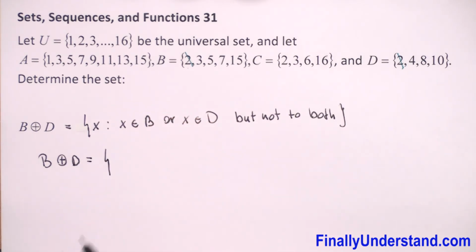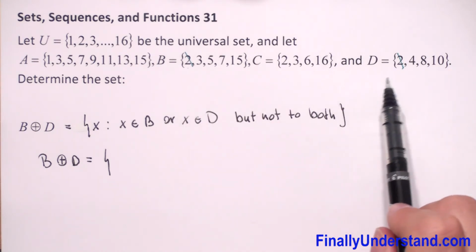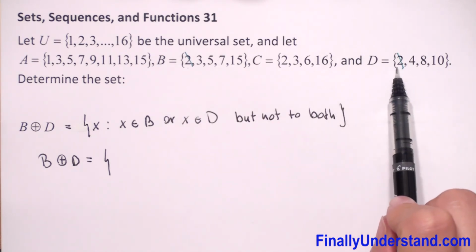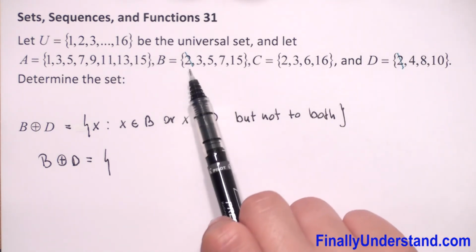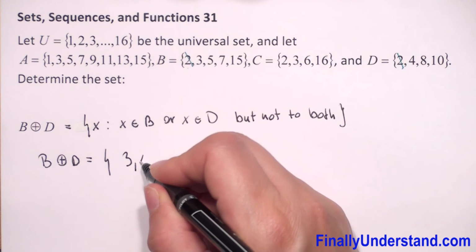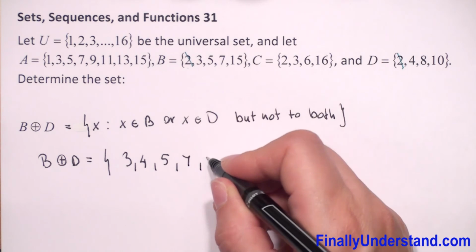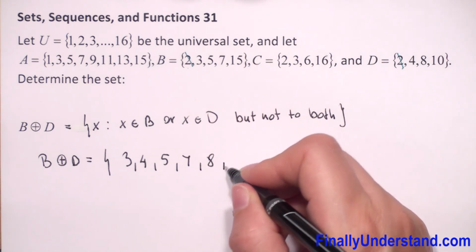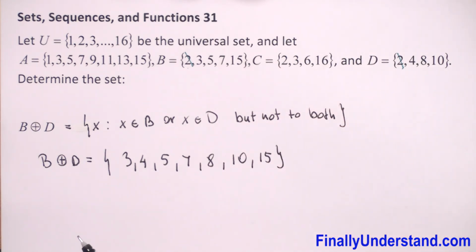The symmetric difference of sets B and D is: we have to copy all elements from set B and all elements from set D, and we cannot put elements which repeat. 2 repeats, so we cannot put 2. So we have 3, 4, 5, 7, 8, 10 and 15. So this is the symmetric difference of sets B and D. This is my solution.